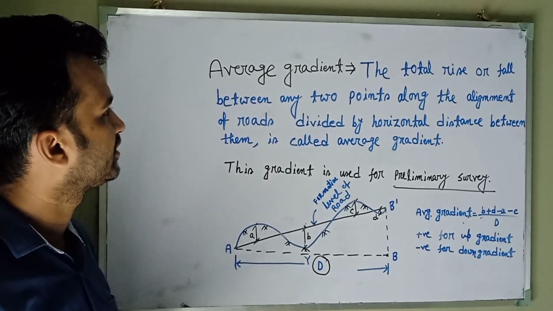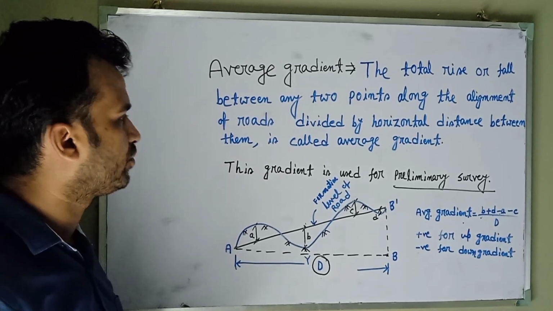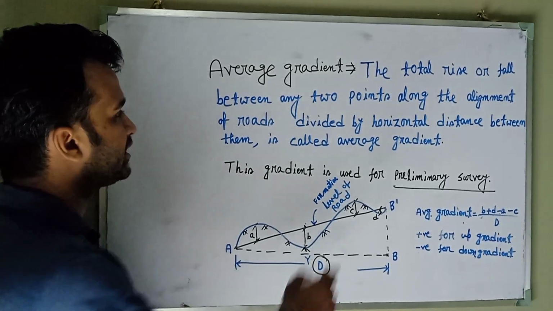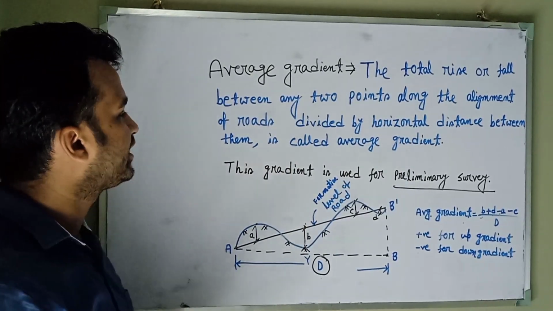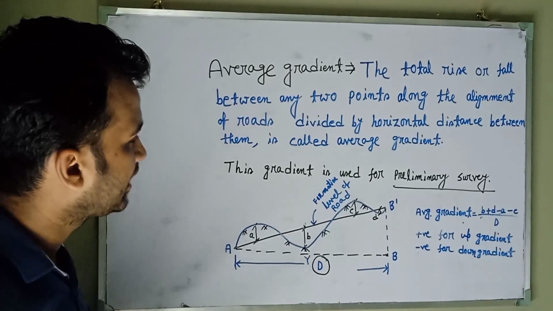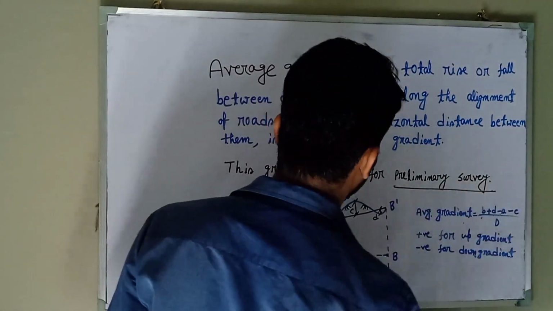Average gradient is the total rise or fall between any 2 points along the alignment of the road divided by the horizontal distance between them. This gradient is generally used for preliminary survey. So average gradient is generally used for preliminary survey.